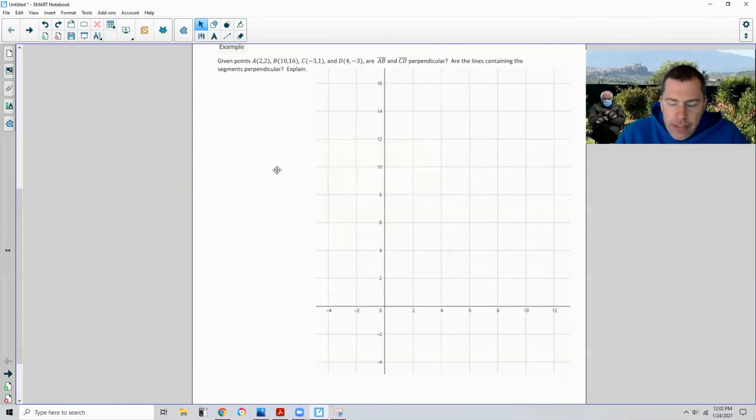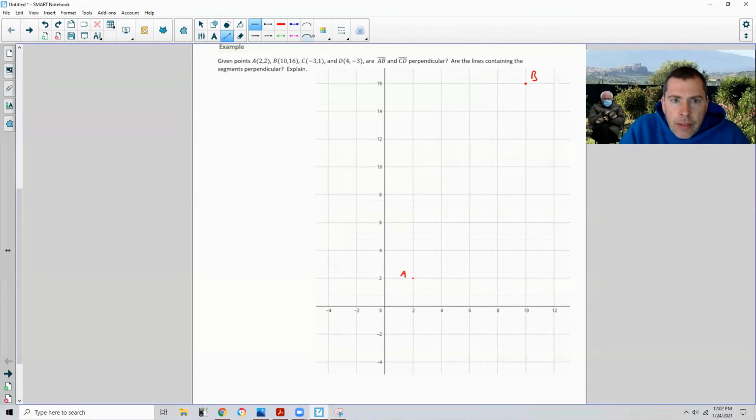Okay, so now this example, it says that given points A(2,2), so I'm going to graph these. I brought a graph in. Since this is our first attempt at this, we're given 4 points, none of which share an endpoint at the origin. We have a point (2,2). We also have a point (10,16). That is our segment AB. So here's B and here's A.